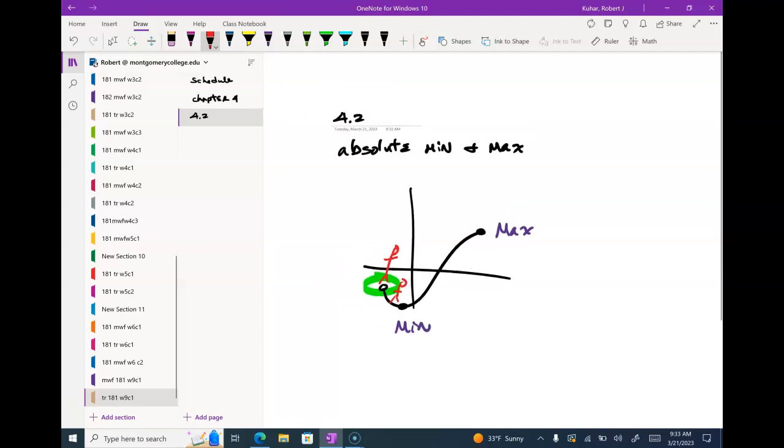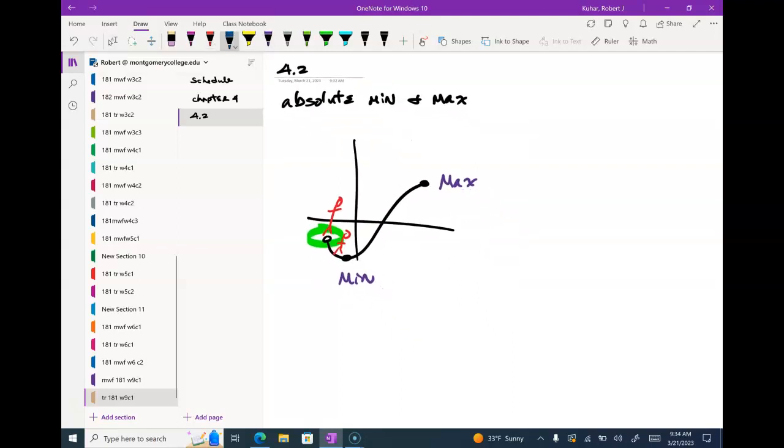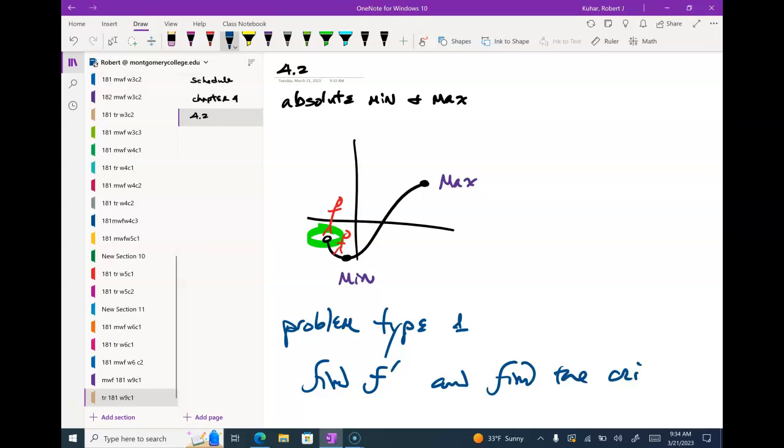So we got two types of problems here. The first one is simply finding critical values. So problem type 1. Find f prime and find the critical values of f prime.